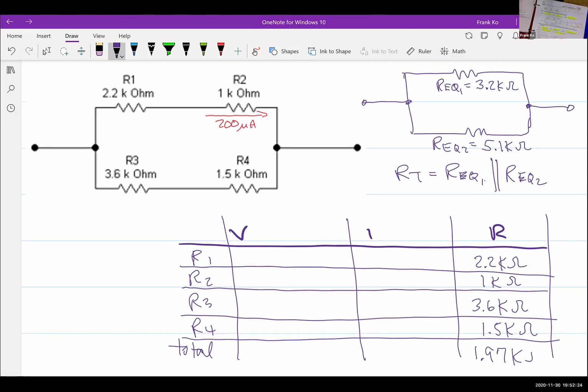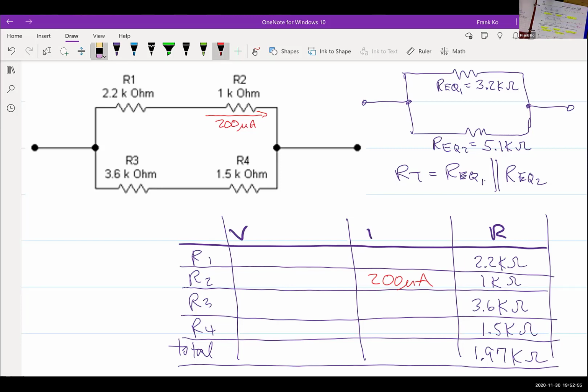So far, so good? Okay, so our R column is determined. Nothing else left to do for our R column. So far, so good? Any questions there? All right, let's go ahead and analyze our currents best as we can. So you are given 200 microamps going through R2.